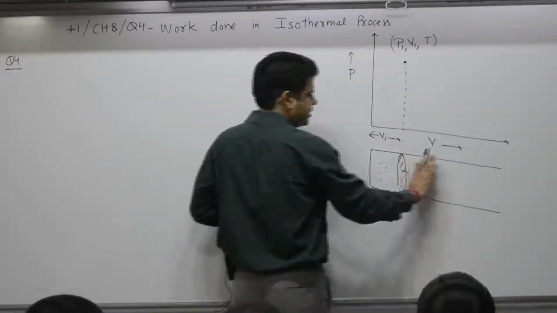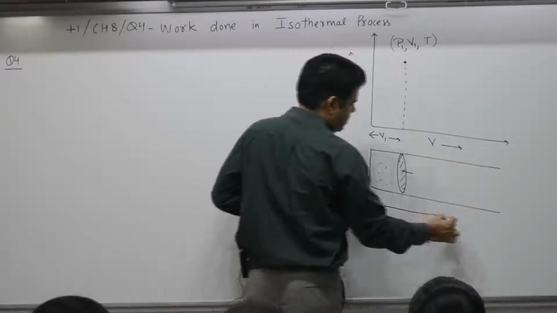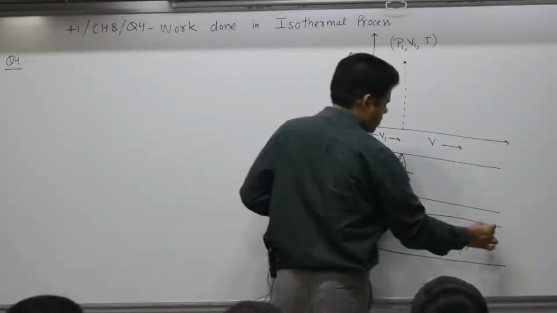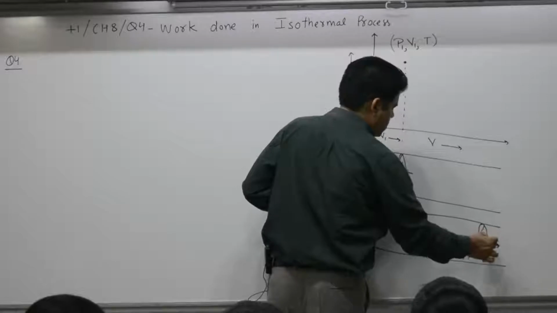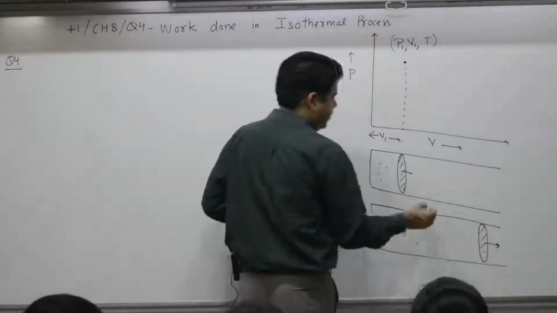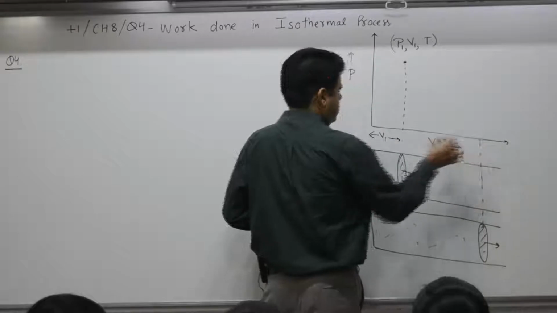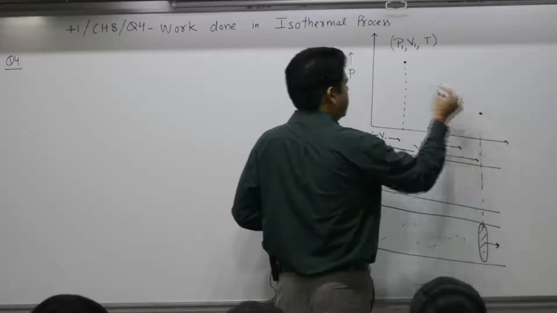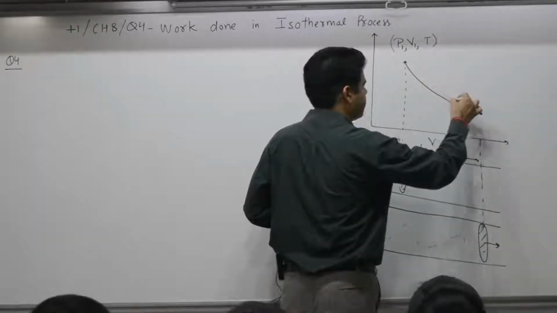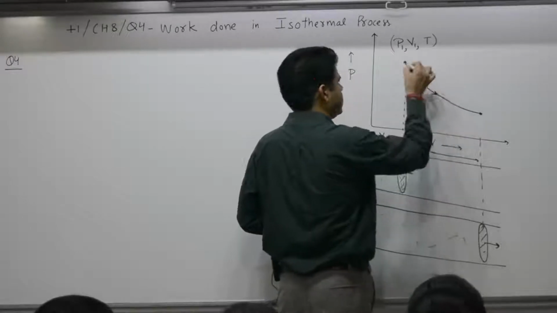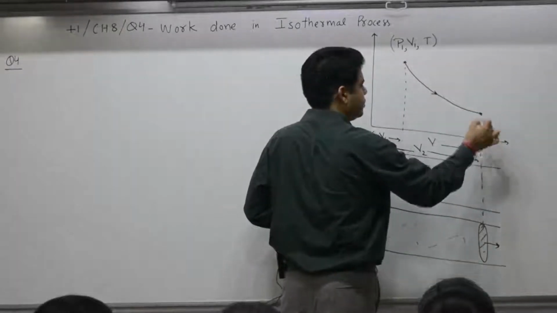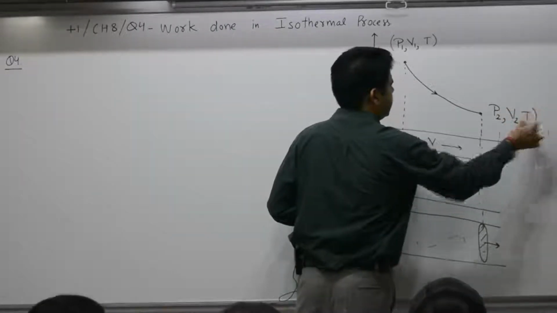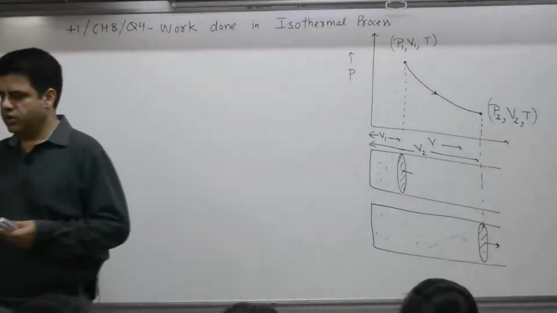As the gas expands, it will attain a final volume V2. Final volume is V2, and the process is, as discussed in the previous question, isothermal process. Process starts from 1, ends up at 2. At this point, the pressure is P2, volume is V2 and temperature is T. Temperature remains a constant.